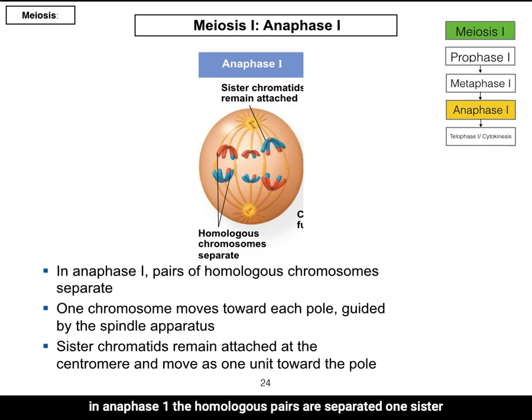In Anaphase 1, the homologous pairs are separated. One sister chromatid moves towards a pole and the other moves towards the opposite pole. This movement is on the kinetochore microtubules, and the poles are defined by the centromeres.